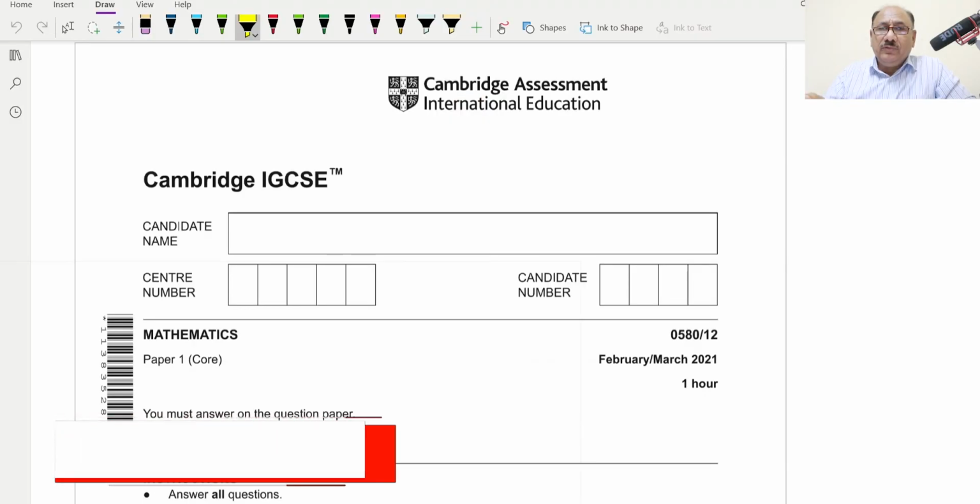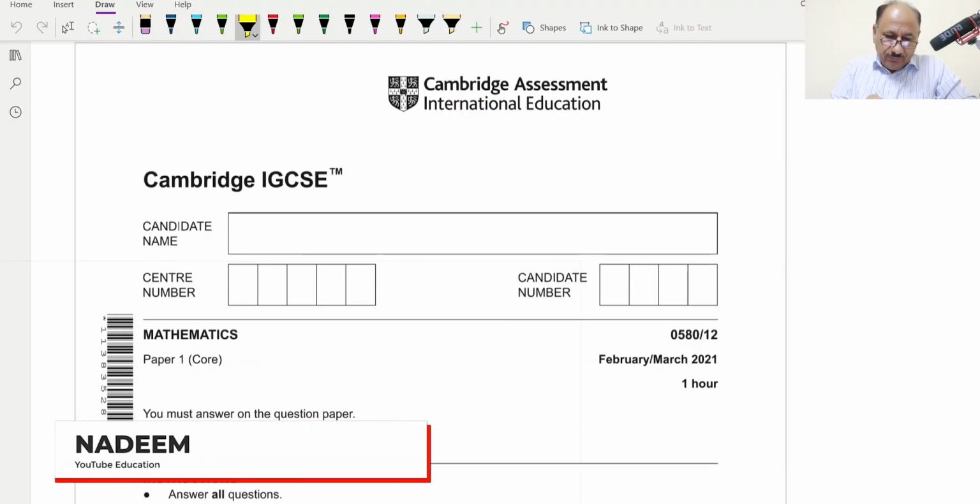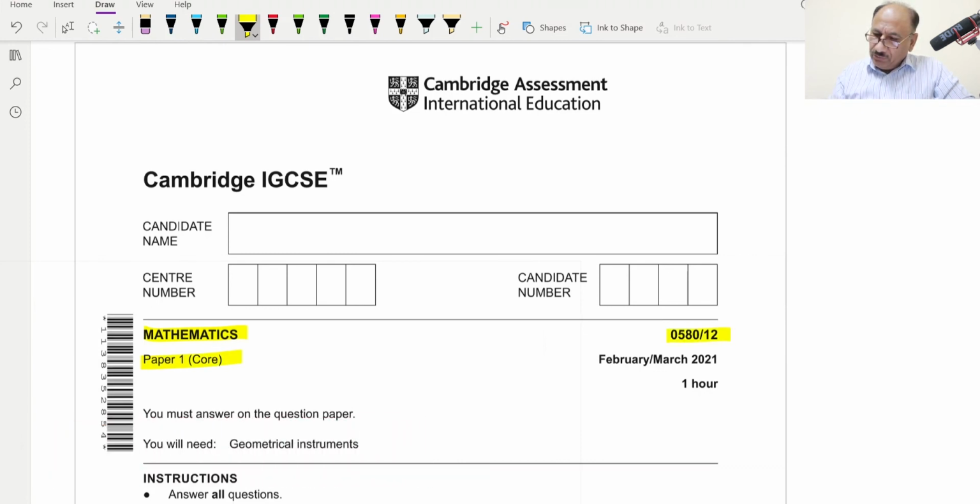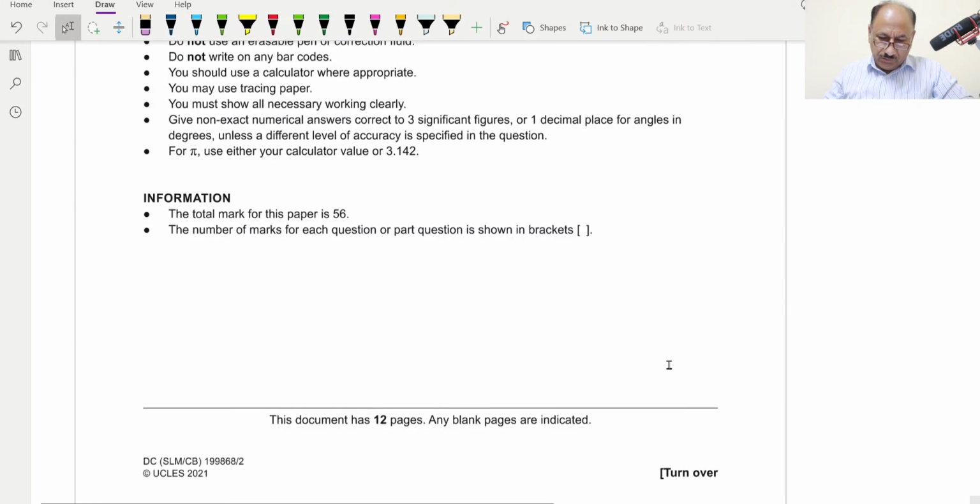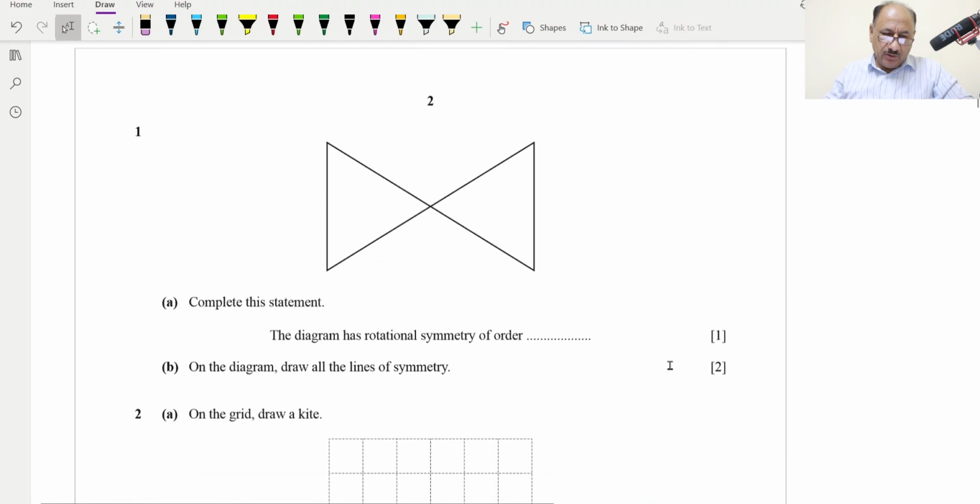Hello everyone, today we'll be going through IGCSE Mathematics Paper 1 Core 0580/12 Feb/March 2021, and let us move to question number 1. Question number 1 says complete this statement.